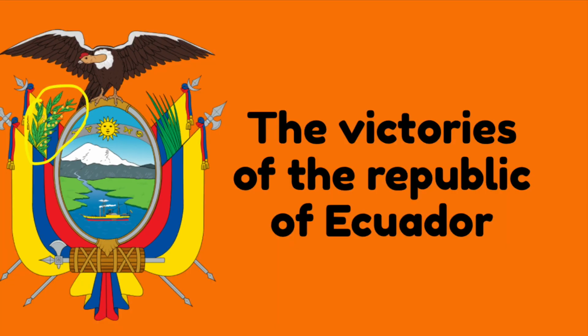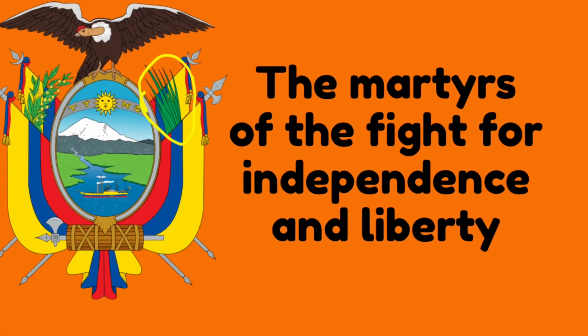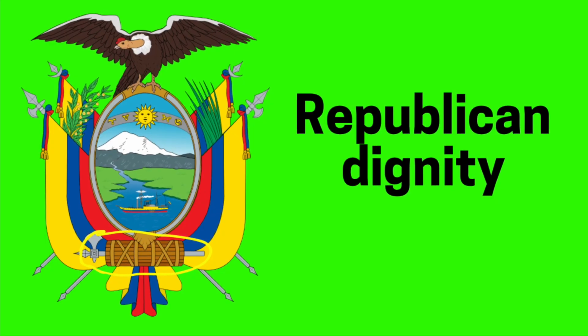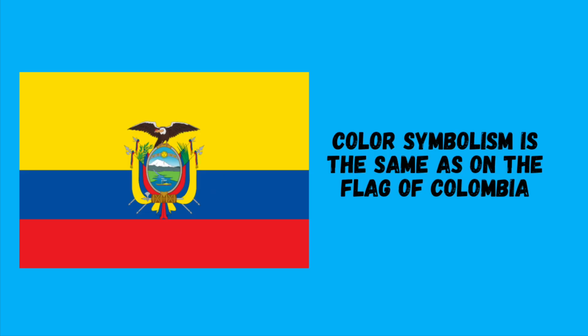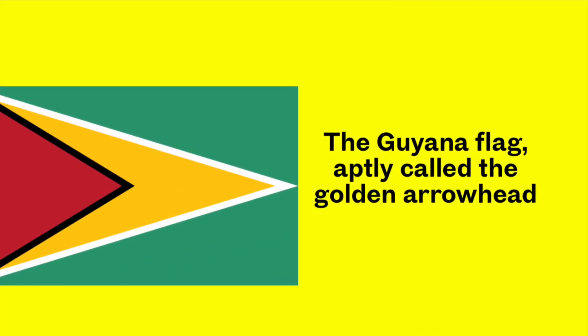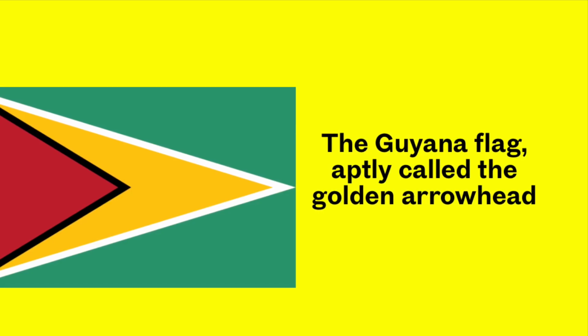The laurel on the left represents the victories of the Republic. The palm leaf on the right side is a symbol of the martyrs of the fight for independence and liberty. The fasces below the shield represents Republican dignity. Just like with the Colombian flag, the yellow represents the crops and fertile soil of Ecuador, blue the ocean and clear skies, and red the blood spilled by the heroes who died in the name of their countrymen's fatherland and freedom.